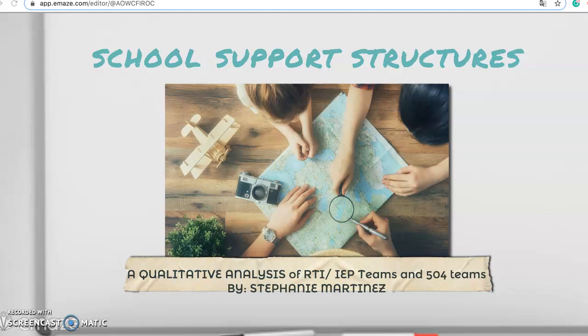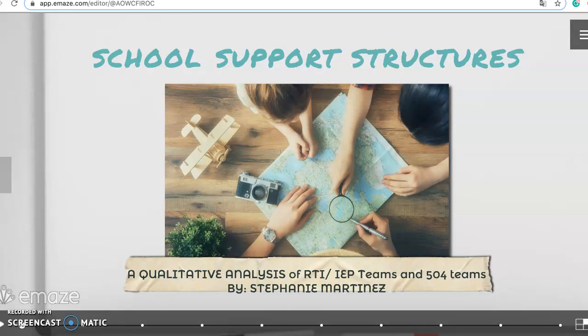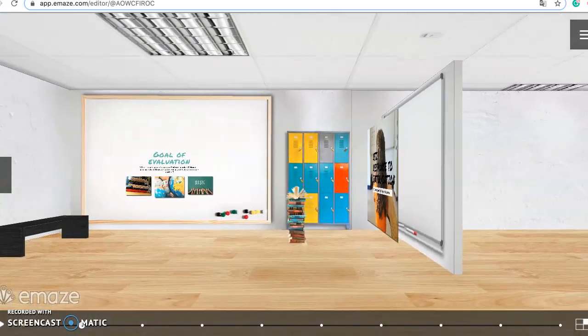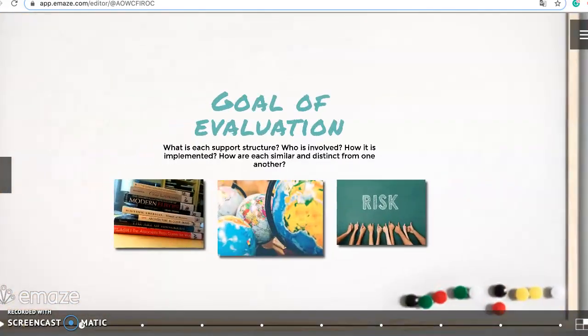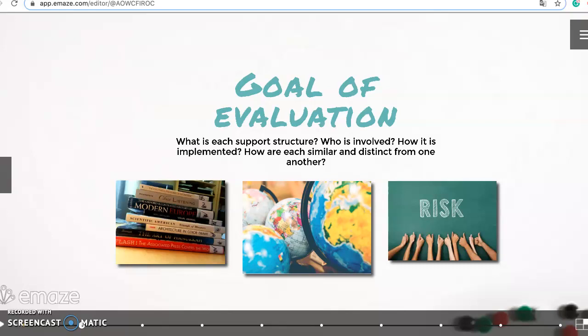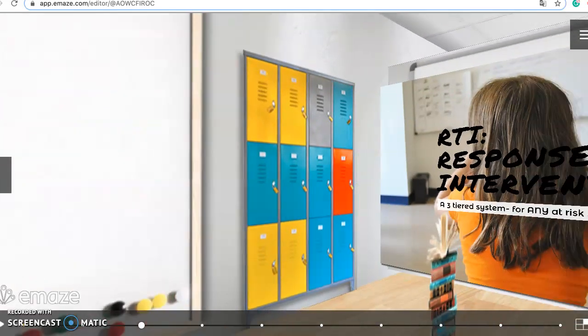So today we're going to talk about the 3 different school support structures. This is a qualitative analysis of response to intervention, individualized education plan teams, and 504 teams. The goal of this evaluation will be to identify what each support structure is, who is involved, how they are implemented in schools, and then differentiate how they are similar and distinct from one another.